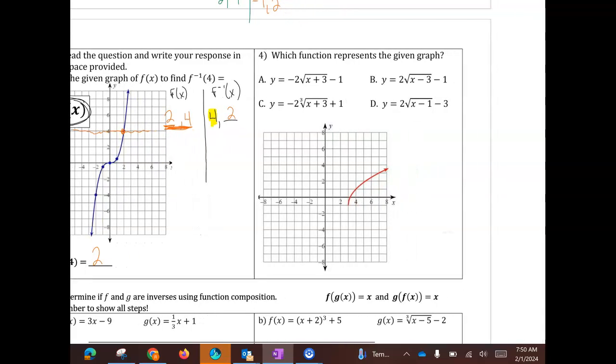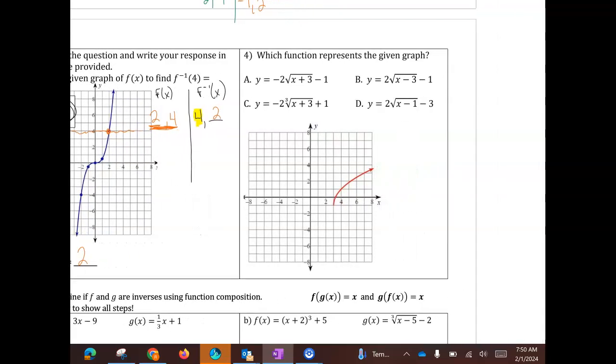All right, which function represents the given graph? So the first thing I'm going to do is do a little bit of eliminating. I'm just going to take out C altogether because that's a cube root function and this is a square root function. And I'm going to notice that from 0, 0, I went right 3, down 1. So right 3 would be this. This would tell me to go right 3 and down 1. So I can already eliminate A, and as it turns out, I can eliminate D, and my final answer is B.